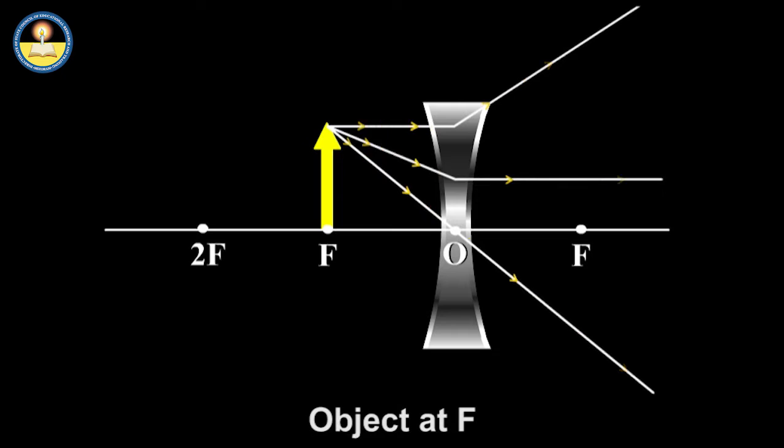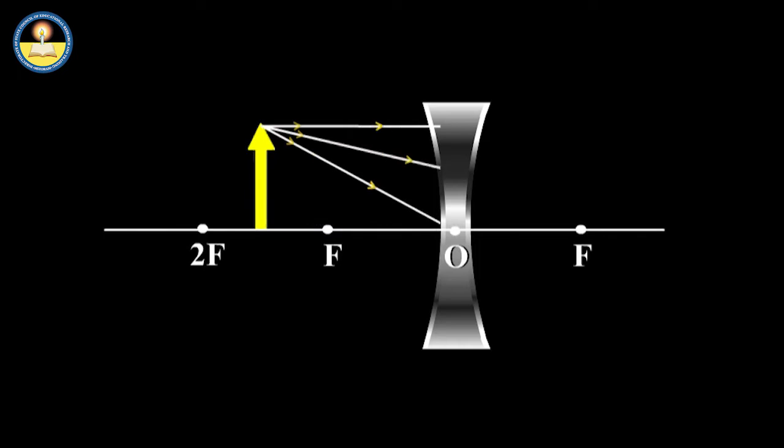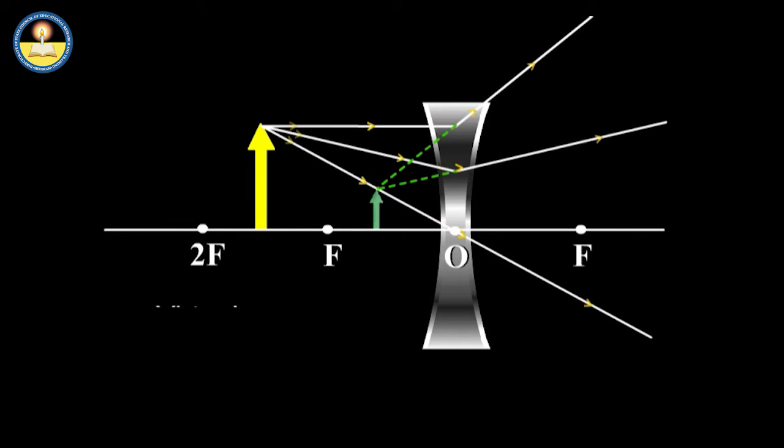It can be noticed that when the object is placed exactly at the focus of a concave lens, the image is obtained exactly at the midpoint between the optical center and the second focus of the lens. In general, irrespective of the position of the object, the image formed by a thin concave lens is always virtual, erect, diminished, and situated on the side of the object between the optical center and the second focus of the lens.